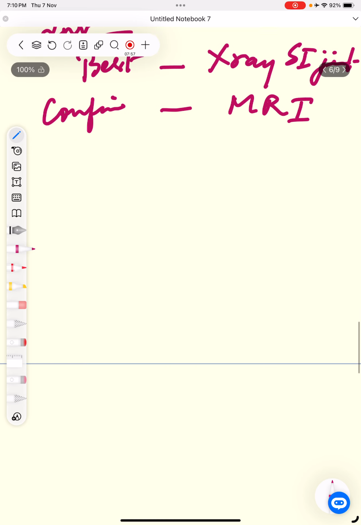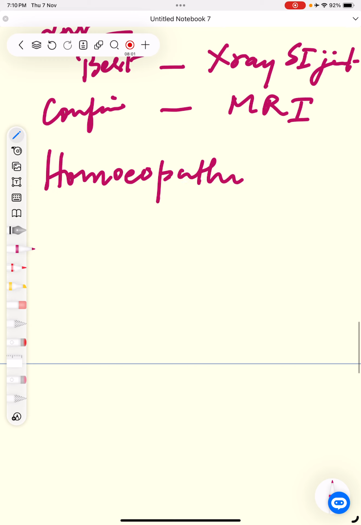Now let's talk about homeopathy in such cases. I'm going to mention some remedies here which may be beneficial to manage the pain of these patients, and by looking at the individual, unique, uncommon presentation, you can advise the best suited remedy.